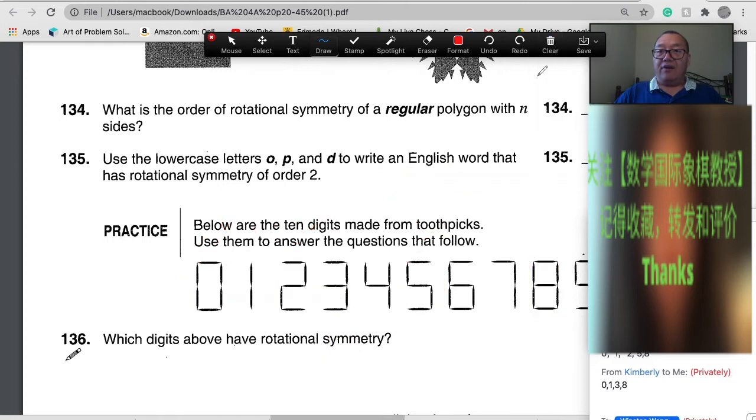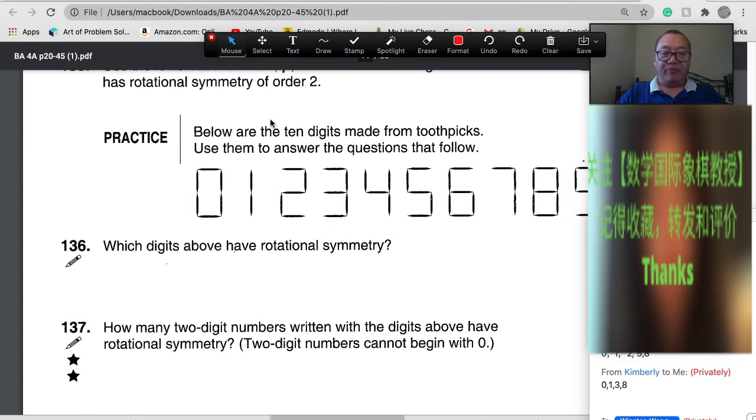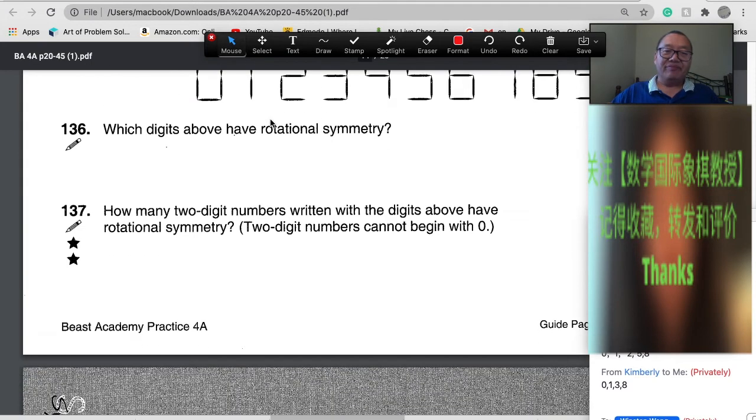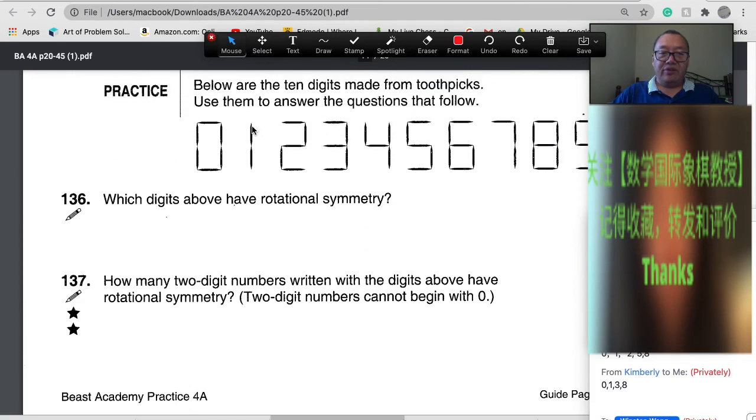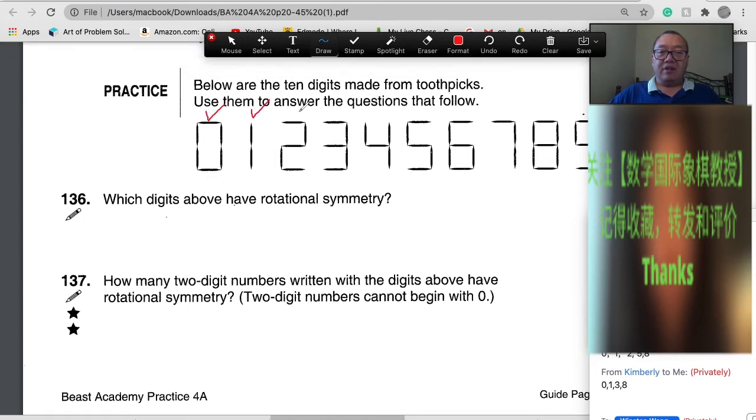Okay, so now let's go to the next one. This one is a little bit harder. In problem 136, you already got the digits 0, 1, 2, 5 and 8, digits that have rotational symmetry. Now they ask you how many two-digit numbers written with the digits above have rotational symmetry. Two-digit numbers cannot start with 0.